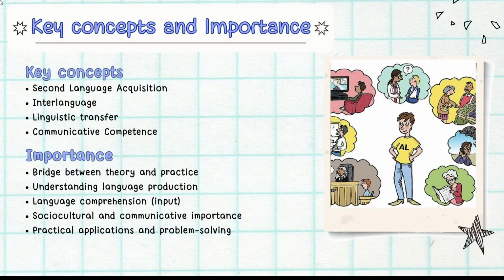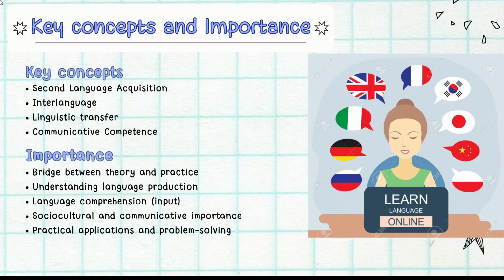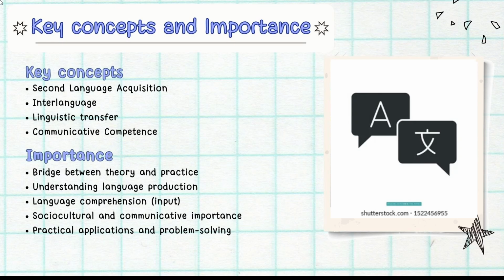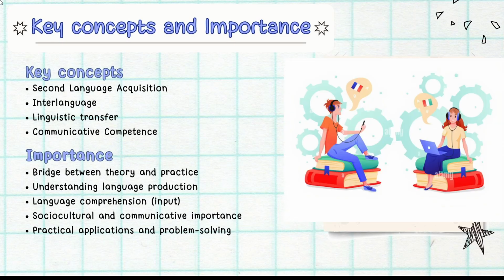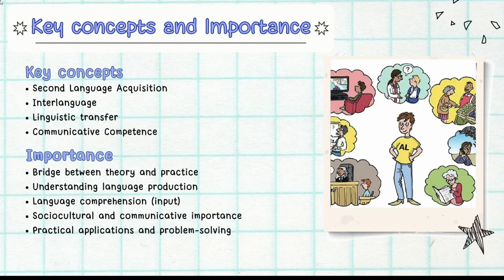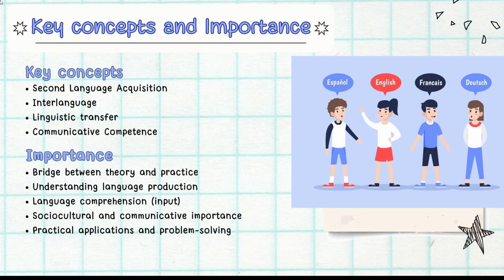It looks at how people learn language, how we teach them, how we translate between languages, and how we understand or produce language in different situations. One of the most important topics is second language acquisition. This means learning a language that is not your first one, like learning English when your first language is Spanish.